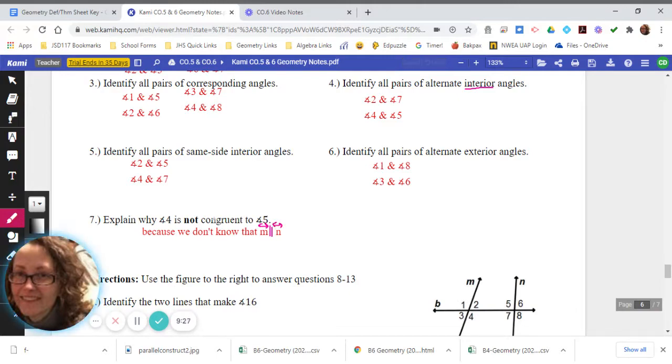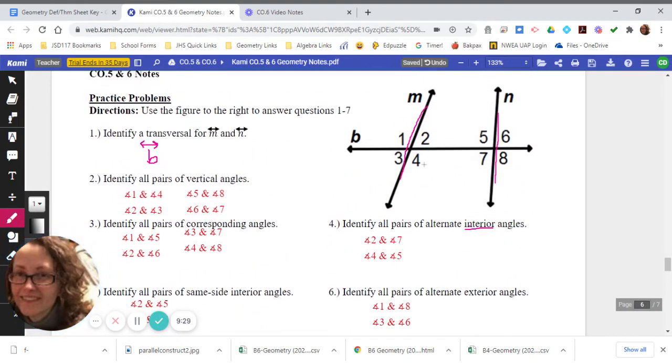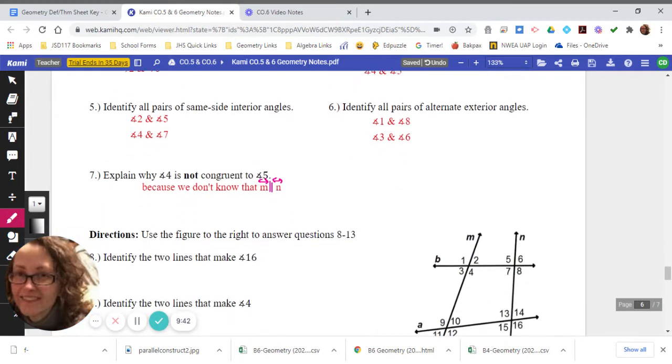So in order for angle 4 and angle 5 to be congruent, I would have to have parallel lines. That is the alternate interior angle theorem, which states that I have to have parallel lines in order for them to be congruent.